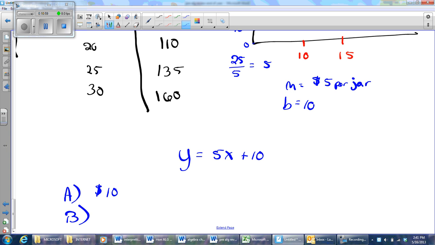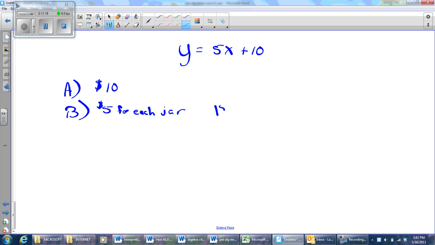B says, what is the price of 1 jar of jelly? Well, if he joins the club, he pays $5 for each jar. Now, if you were paying attention in class today, you might want to answer this one as $15, right? Because he pays $10 to join the club, and if he only buys 1 jar, he's got to pay $5. So it's a $15 jar of jelly. That's pretty expensive. But if he buys lots and lots of jars of jelly, then it's not as big of a deal. All right.